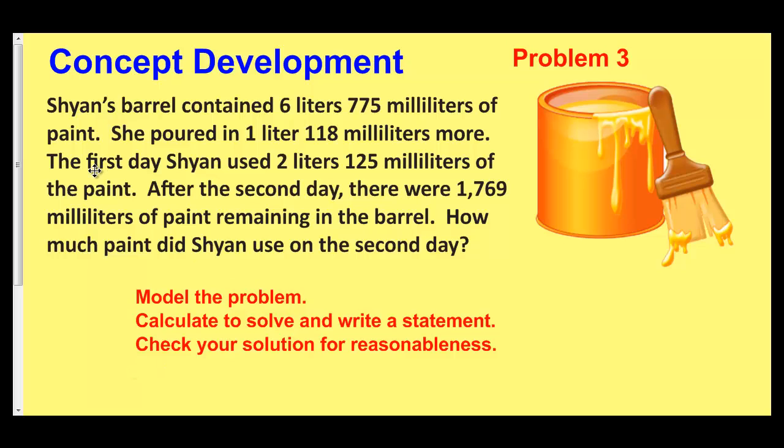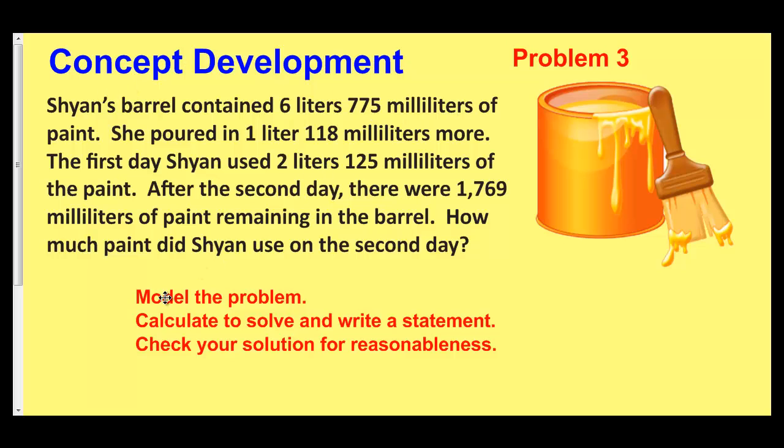Then it says on the first day, she used 2 liters, 125 milliliters of paint. And then after the second day, there were 1,769 milliliters of paint remaining in the barrel. How much paint did Cheyenne use the second day? I would make 2 tape diagrams. And the first tape diagram would show the total amount of paint that she poured in.